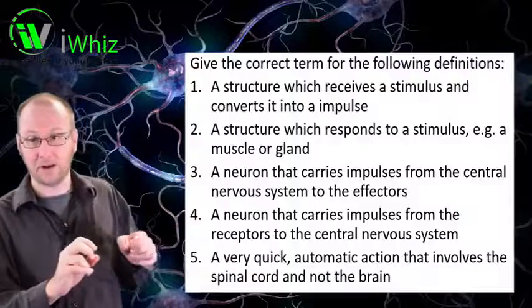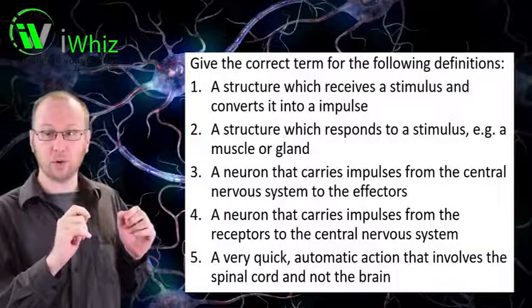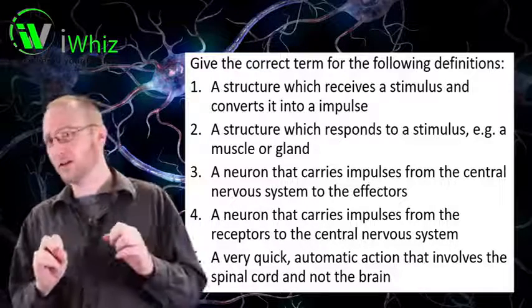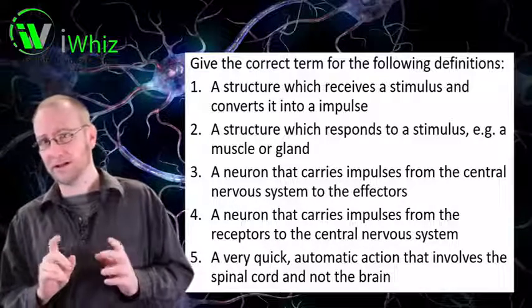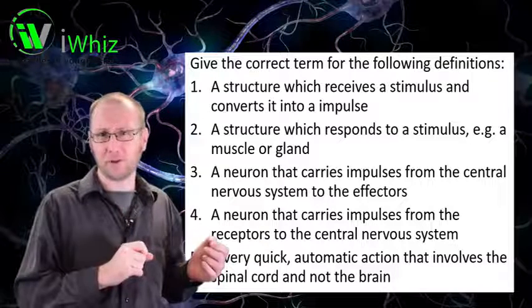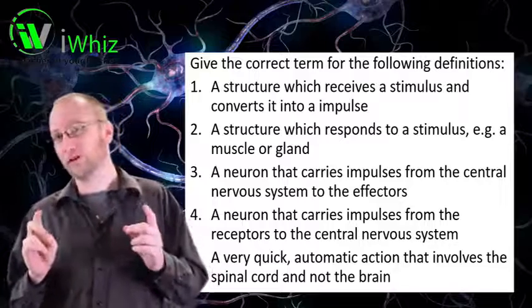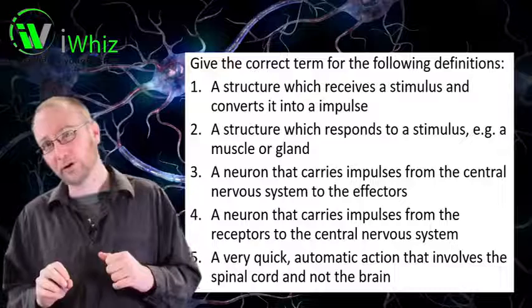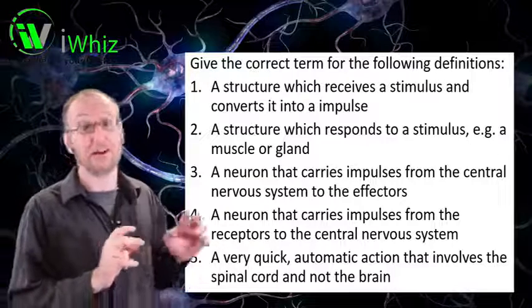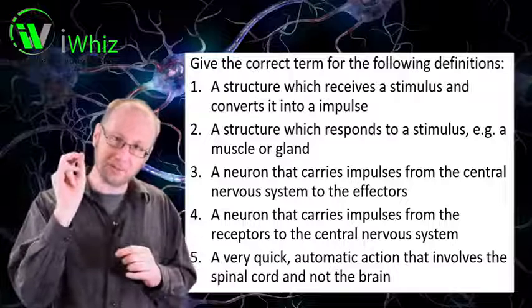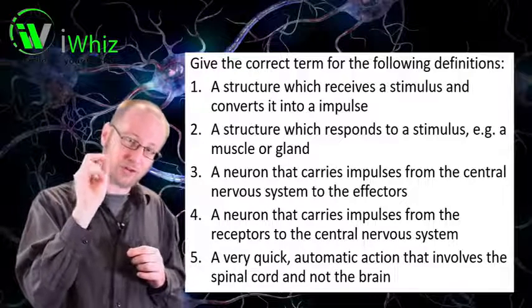Then the last question on this slide. What is a very quick automatic action that involves the spinal cord and not the brain? In this case, the impulses don't get sent all the way up to the brain. It just gets sent to the spinal cord. It's processed there, and then it brings about a change. What is the term for this definition?